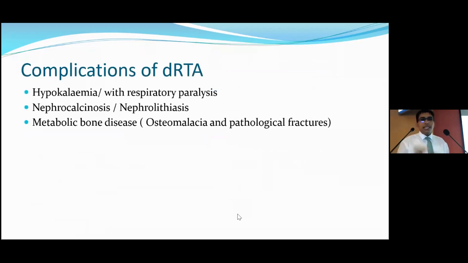We'll have a look at the complications of distal renal tubular acidosis. Usually they have hypokalemia; in our setting we have seen 2-3 cases of hypokalemia with respiratory paralysis. And nephrocalcinosis or nephrolithiasis, as I have told, because they have hypercalciuria and low citrate in the urine, therefore they will get nephrocalcinosis or nephrolithiasis. And there is metabolic bone disease secondary to osteomalacia, and they can have pathological fractures.